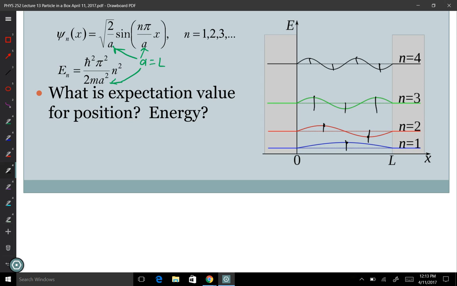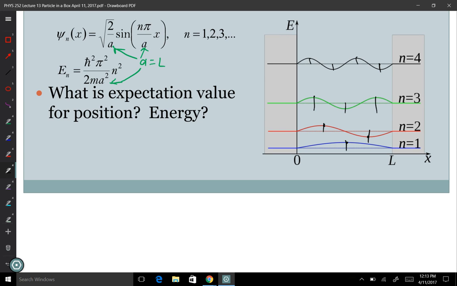What's the probability of the particle being at the wall? 0. Right? The particle can't be in the wall, at the wall. It can come vanishingly close, but it can't be at the wall. In the n equals 1 state, that's the only one. N equals 2, it can't be at the center. N equals 3, it has 2 locations it can't be. N equals 4, it has 3 locations where it can't exist.